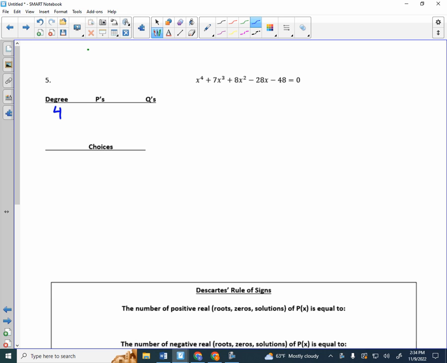All right. So I've got P's and Q's. Notice how this one's going to be a little bit more involved, isn't it? Why? 48. So let's just put all of our P's down there. The Q's will be 1. But the choices will be plus or minus all factors of 48 because we have a 1 in front. What are my factors of 48? 1, 2, 16. Good. Yep, those are the factors.